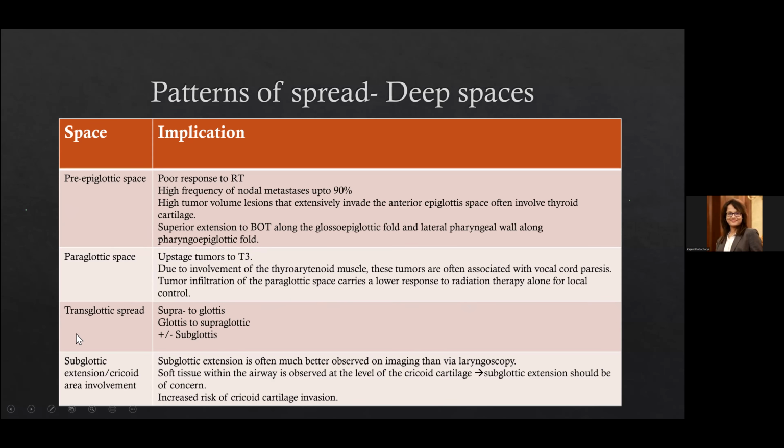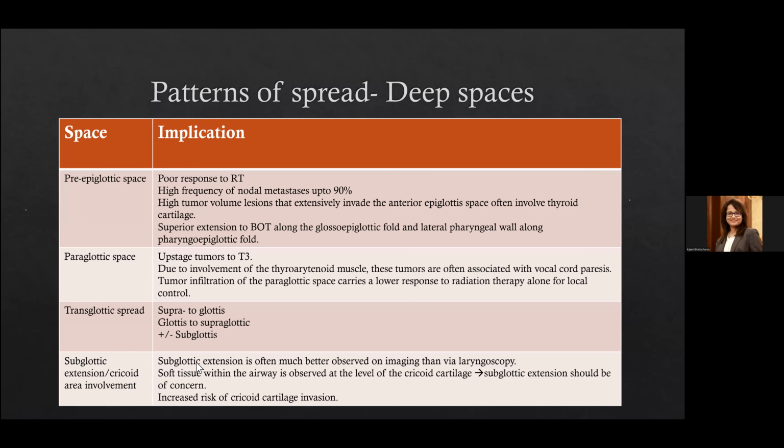Third is the transglottic spread. Transglottic spread means it is going from one subsite to another, from the supraglottis to the glottis, or from the glottis to the supraglottis, plus or minus the subglottis. The subglottis may or may not be involved, but transglottic spread means spread from one subsite of the larynx to the other. And that can happen through the mucosa, it can happen through the fat also, or it can go through the exolaryngeal extension.